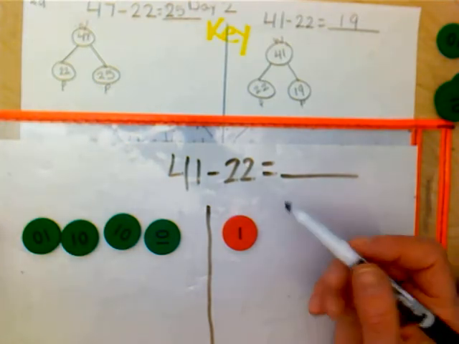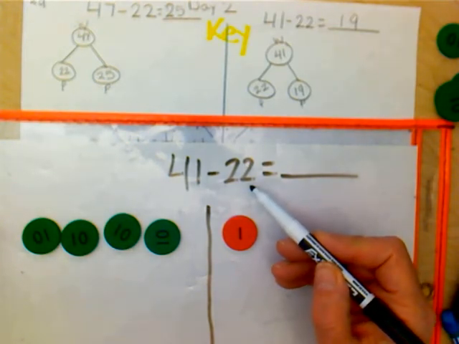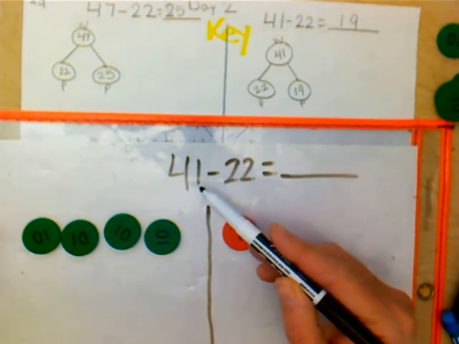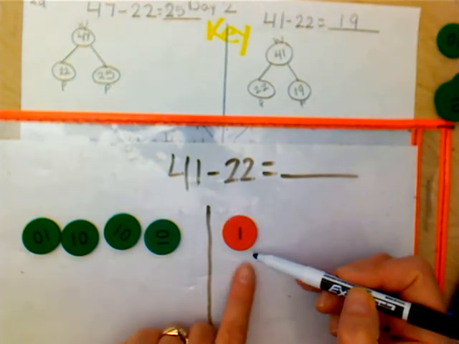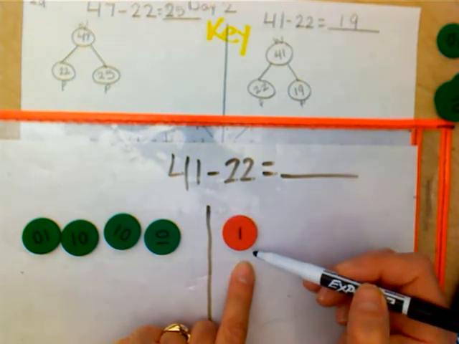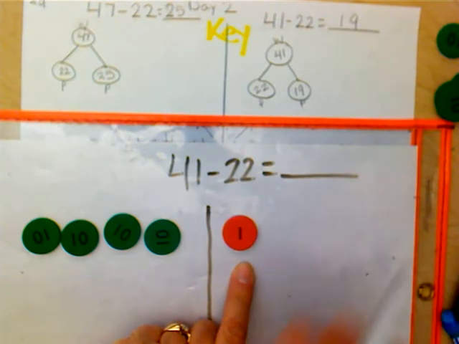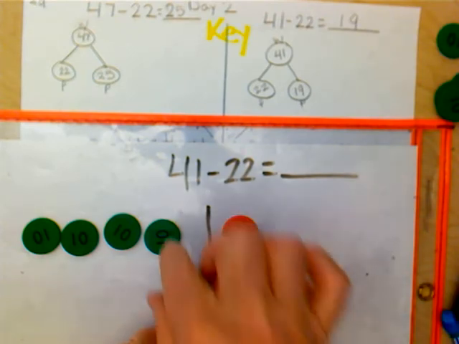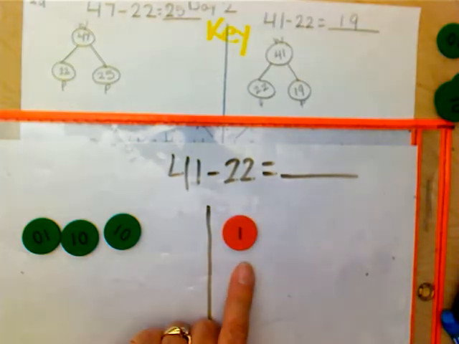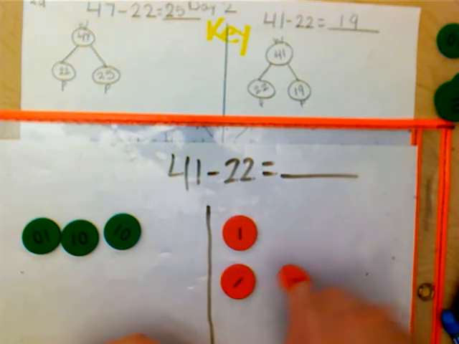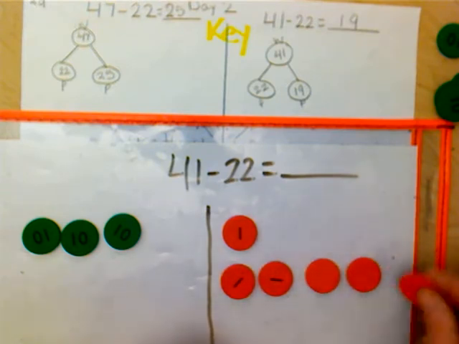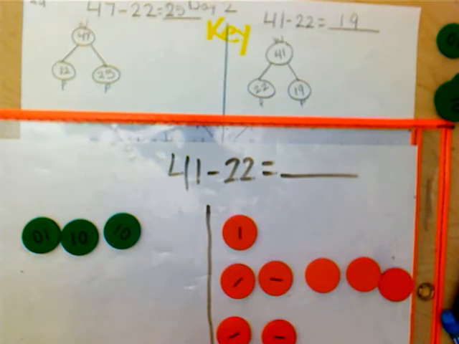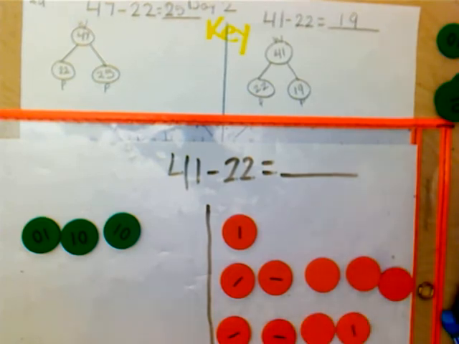Then I ask myself the question, can I take 2 ones away from 1, 1? Well, here's that 1, 1. Can I take 2 away from that? Well, I can't, so I know I have to decompose a 10. So I'm decomposing, taking that 10 out, and I'm going to replace it now with 10 ones. 1, 2, 3, 4, 5, 6, 7, 8, 9, and 10.